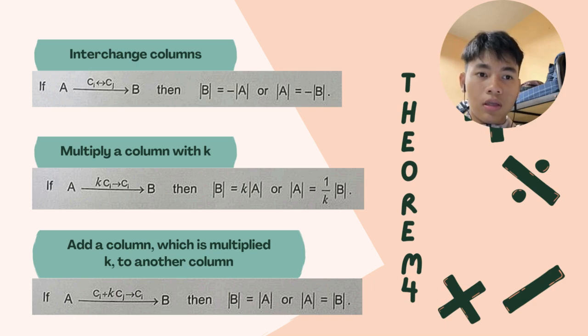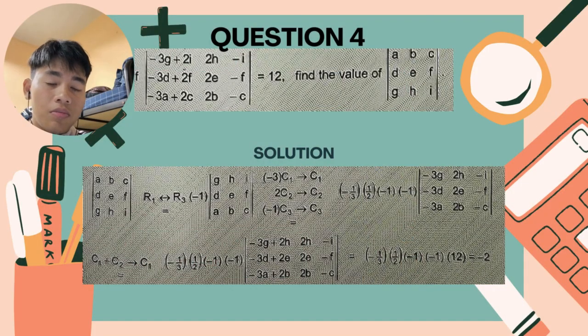If we add a column multiplied by k to another column, the determinant stays the same, which is equal. Below is question number 4. This matrix equals 12, and the question asks to find the value of the matrix A, B, C, D, E, F, G, H, I. There are two ways to solve this question.